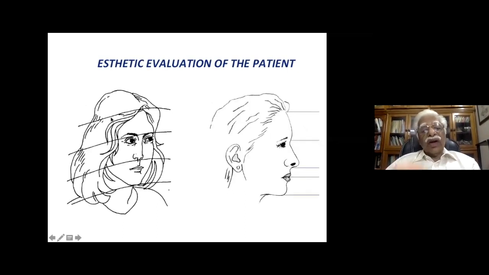The next slide shows the proportion of the face. Usually the proportion is taken from the hairline to the chin. It can be divided into three equal parts. A line is drawn at the glabella. This area is called the glabella. From the hairline to the glabella, from the glabella to the subnasal, that is the root of the columella, and then the lower part. So these will be three equal parts.